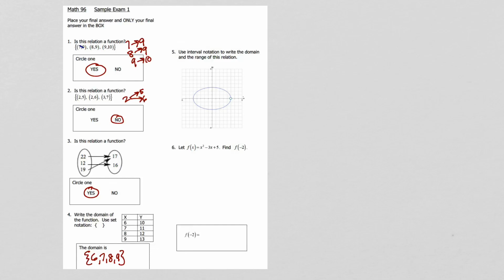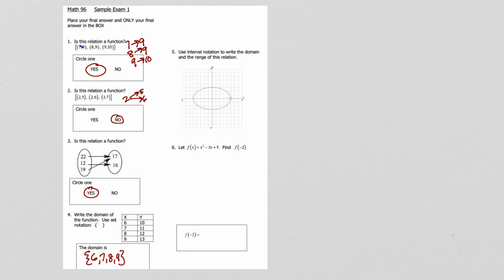Now, here in problem number 5, we are asked to get the domain and the range of this relationship right here. So the domain, this is going to be the x values. These are the horizontals. So it looks to me like the horizontals are going from negative 5, and negative 5 is included, up to positive 5, but positive 5 is not included.